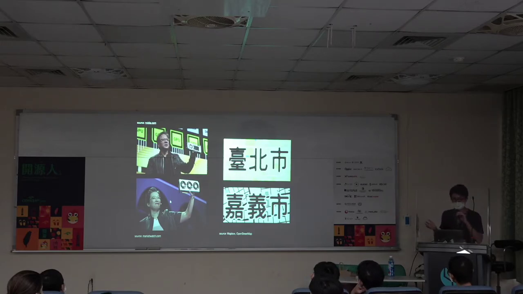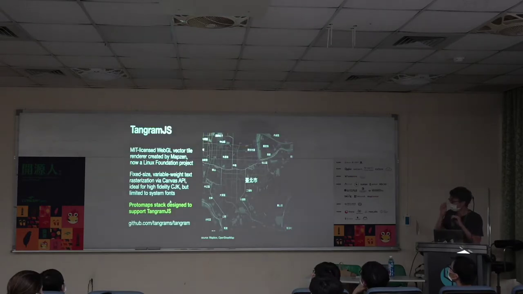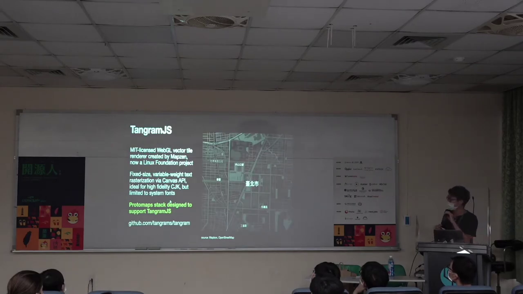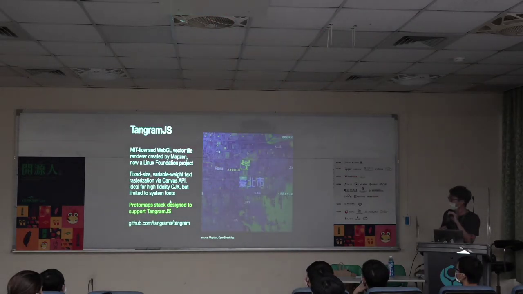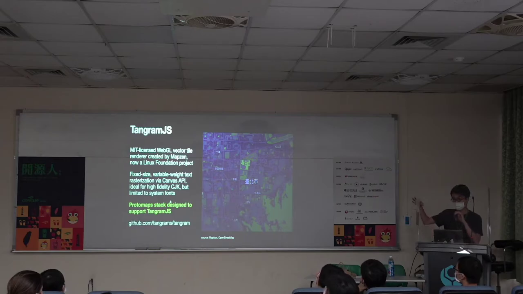But I don't think that's very satisfying from a design perspective, to always have one style of rounded font. So there are some strategies. I'm working on extending a project called TangramJS. It is an MIT licensed WebGL vector renderer created by Mapzen, now a Linux Foundation project. And it does fixed size rasterization via canvas directly to a texture and then displays that. So you lose the ability to scale text infinitely, but it means that CJK text in particular is as high quality as is possible in the browser. And this is one of the features of this new photomap stack I'm designing, that it supports TangramJS. You can find the source code, it's all open source on GitHub.